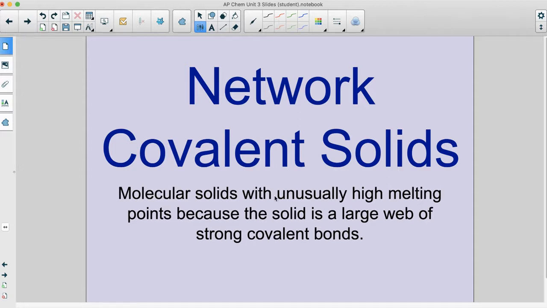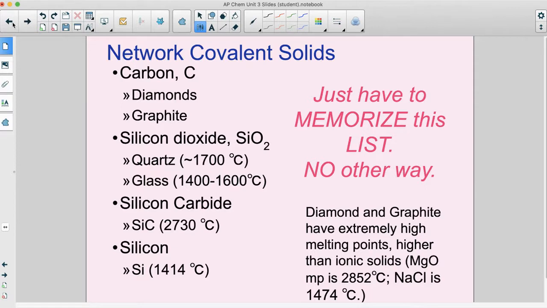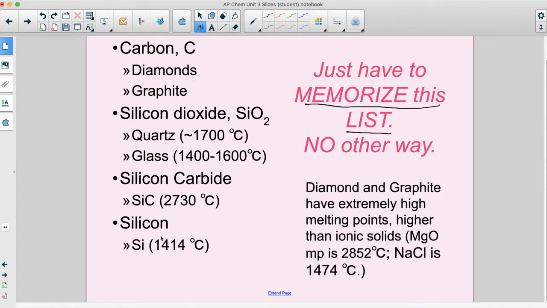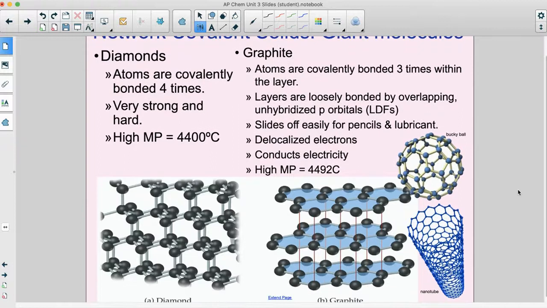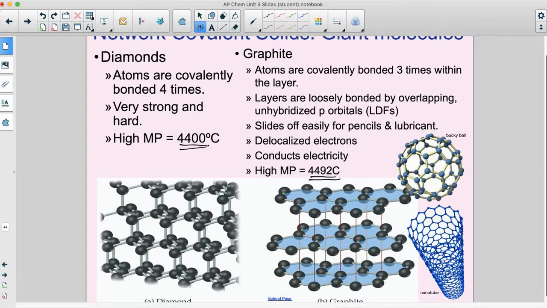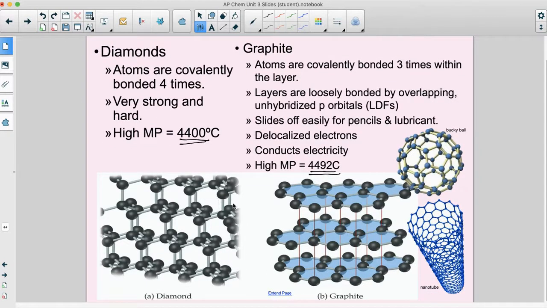All right, network covalent solids is the third type. Now, these are actually not molecular solids, but they have very, very high melting points, and they are held together with a network of bonds. There's no other way around this: you just have to memorize these network covalent solids. There are definitely other network covalent solids besides these, but these are the ones that the AP exam focuses on. And we have two substances, diamond and graphite. Their melting points are just huge, very, very high compared to ionic solids or most metals. This is because they are covalently bonded to each other, and they're a giant molecule. Basically, a diamond is a single giant molecule. They're very hard and strong substances.